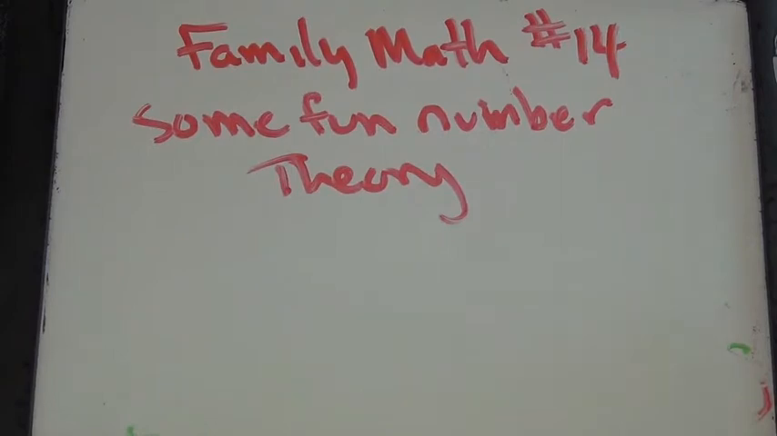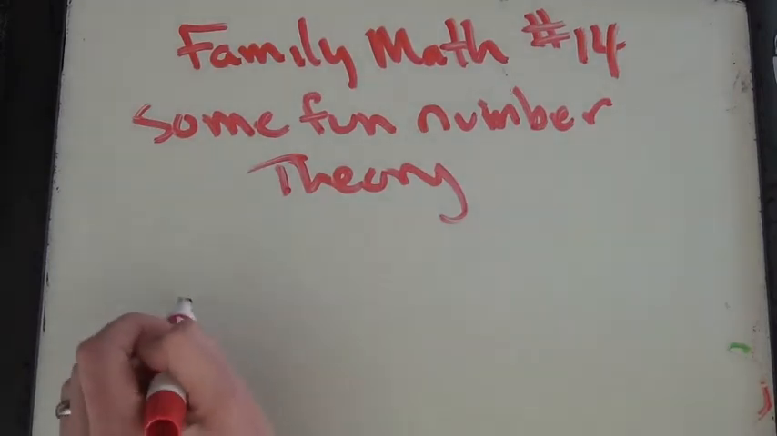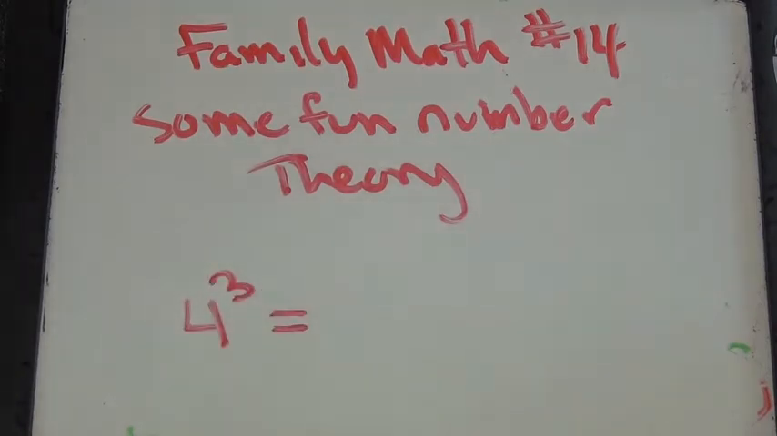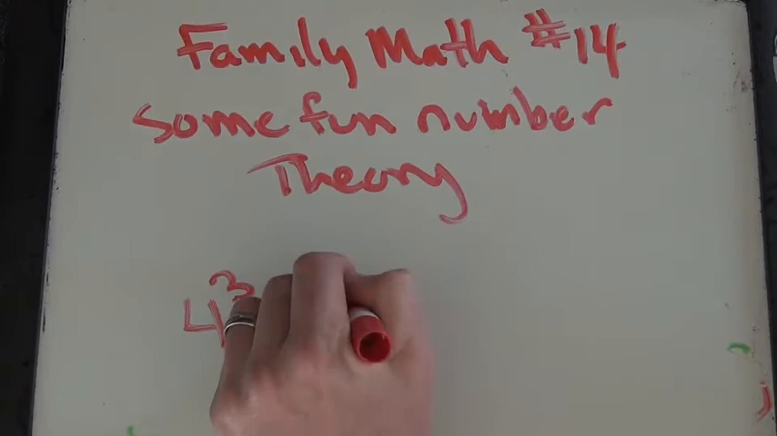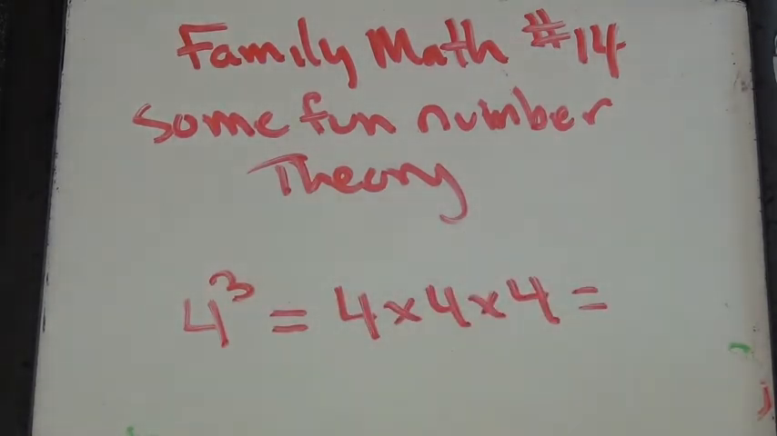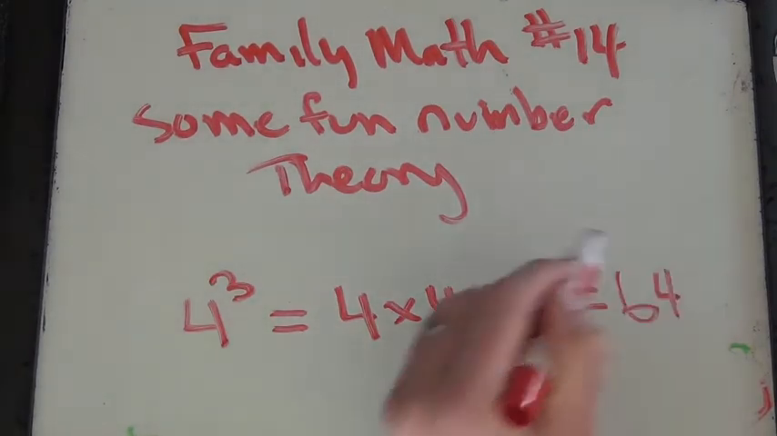Okay. So today we're going to look at a relation with cubes of integers. So I have to explain what cubes mean. So what does 4 cubed mean? 4 times 4 times 4. And that happens to equal what? It's 16 times 4, which is 64.